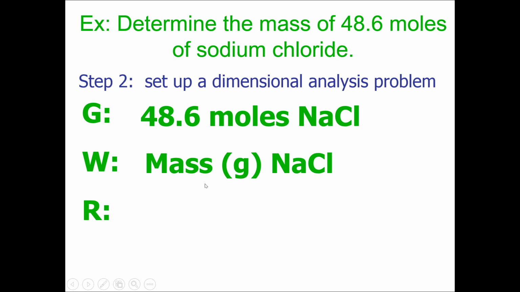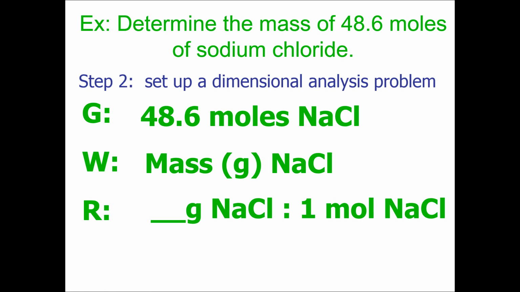One thing that you should always be thinking of when you see mass from now on is the periodic table. What kind of information can the periodic table give you in terms of mass? Well, the ratio can be determined by calculating the molar mass, like what you calculated in the last video. So the calculated molar mass of NaCl is equal to 1 mole. We're calculating how many grams are in 1 mole of NaCl, and then we're going to calculate the grams in 48.6 moles of NaCl.